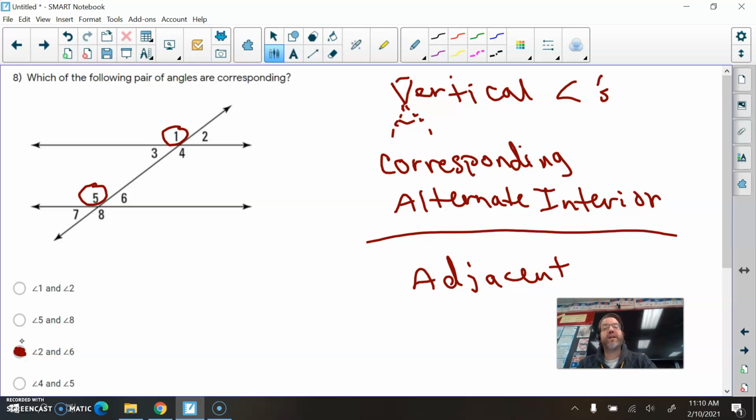Those are corresponding angles. Alternate interior. Interior means inside the parallel lines. Alternate means on alternate sides of this transversal. So 3 and 6, 4 and 5 are alternate interior. So 1 and 2 are actually adjacent angles. 5 and 8 are vertical angles. 2 and 6, those are corresponding. 4 and 5 are alternate interior. So you need to know all of those different terms as well.